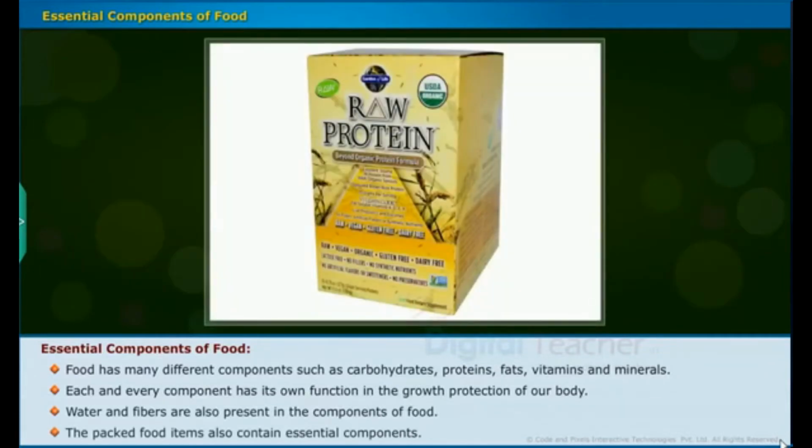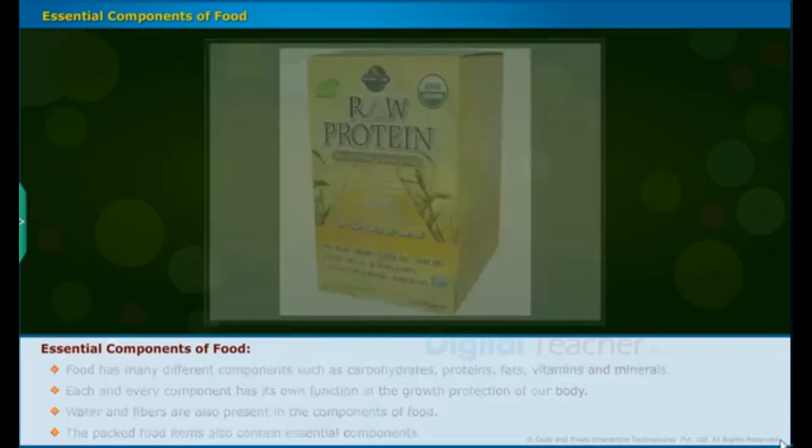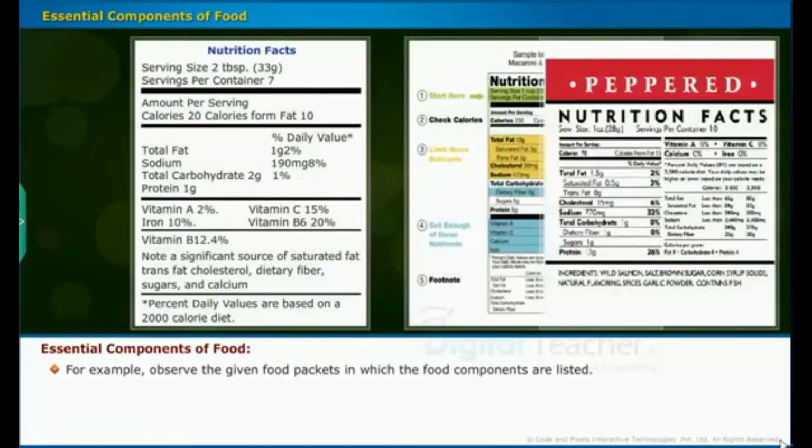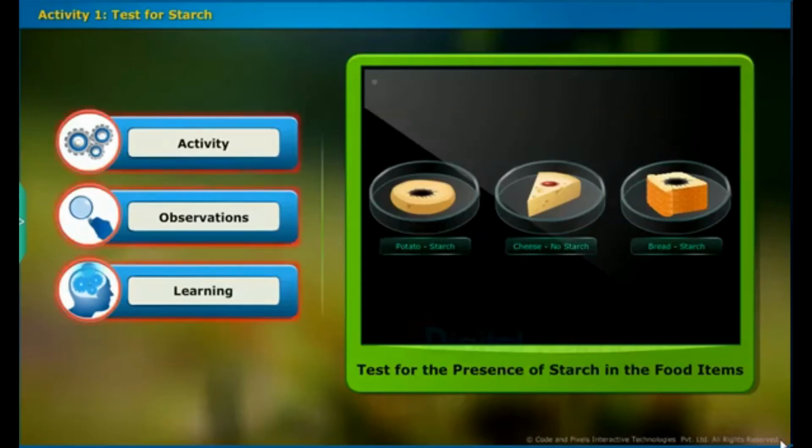The packed food items also contain essential components. For example, observe the given food packets in which the food components are listed. In order to test the components present in the food substances, let us perform a small activity. Here, let us perform an activity to test for the presence of starch in food items.